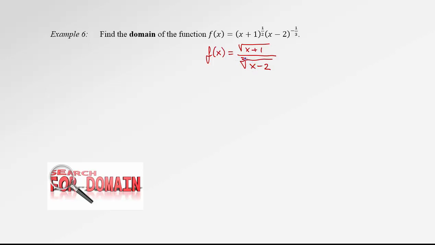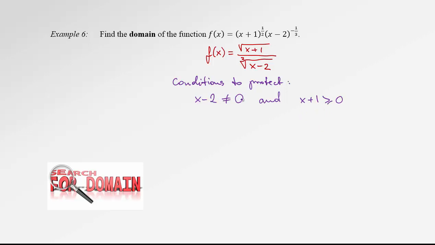So, since the function has denominator, we need to watch denominator not to become 0, right? So the conditions to check are as follows. Our denominator can't be 0, which means x minus 2 must be different than 0. That's the first condition that we need to keep. Also, meaning and, our radicand for even degree radical must be bigger equal 0. So x plus 1 must be bigger equal 0. And then let's solve these two inequalities and figure out what's the overall domain.